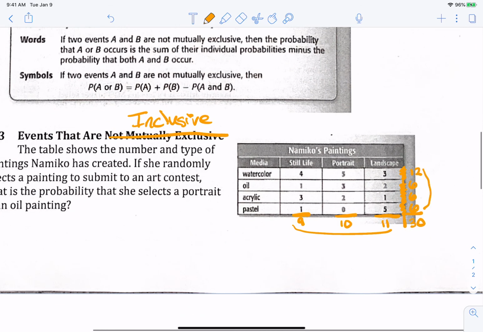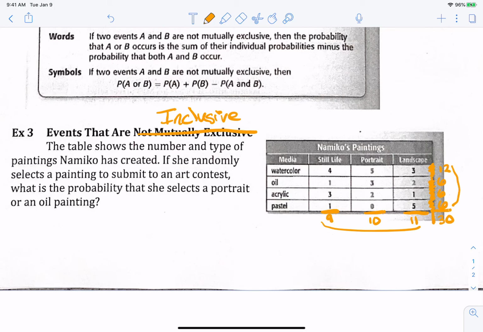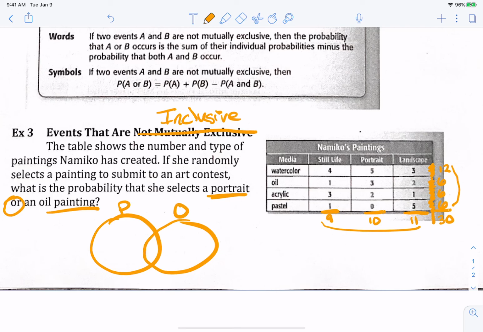Okay, so the table shows the number and type of paintings Namiko has created. If she randomly chooses a painting and submits it to an art contest, what is the probability that she selects a portrait or an oil painting? Okay, so I'm going to look over here. Portrait, oil painting. Out of 30.